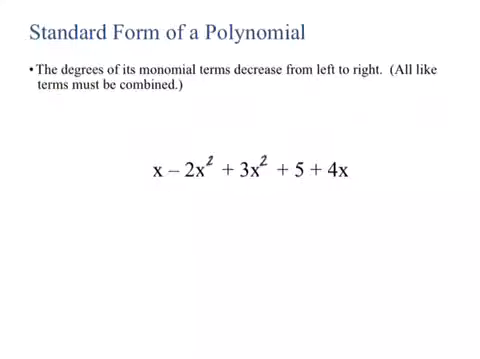The standard form of a polynomial is where the monomial terms, each term, decreases in degree from left to right, and you must combine the like terms. So as you see in this one, your highest exponent is minus 2x squared plus 3x squared. Well, minus 2x squared plus 3x squared is 1x squared. And then you have a plus x and a plus 4x. Well, that would be plus 5x. And then you have your constant plus 5. So now this is in standard form. Your highest degree is first, and it goes down from there, ending with a constant.